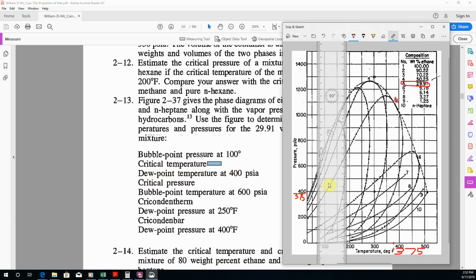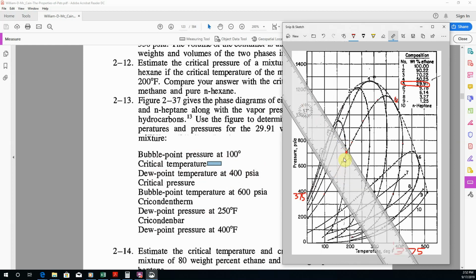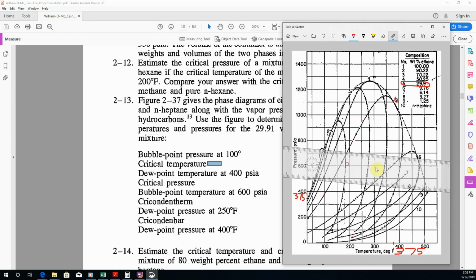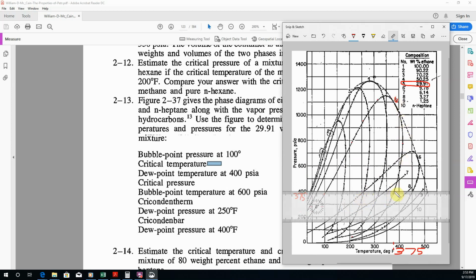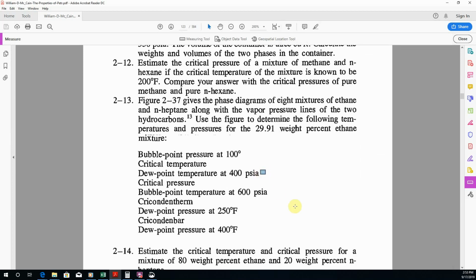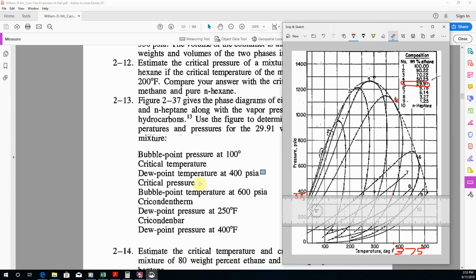Dew point temperature at 400 psi. Dew point. So let's flip our thing around the opposite direction here. Here is the 400 psi line, and we're looking, dew point would be on this side. So if we come down, it's right about the same. 375 Fahrenheit is where we cross the line, more or less, right in here, right? So that's the answer to that, 375. Are you catching a trend on this question?